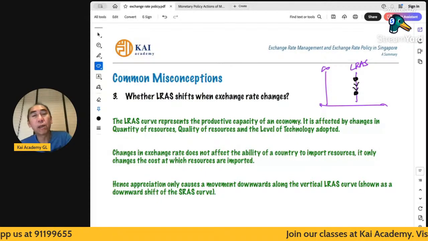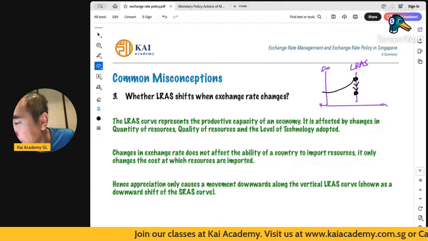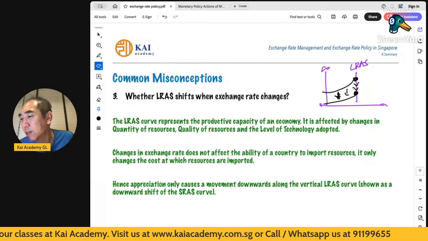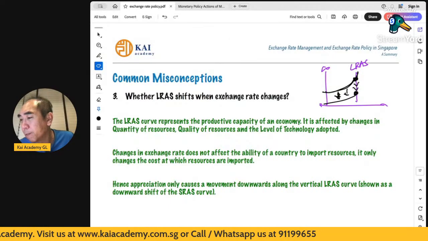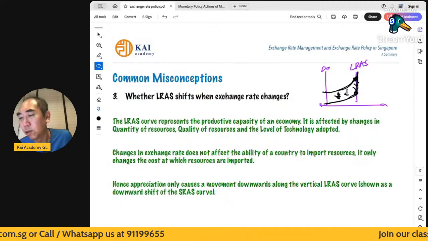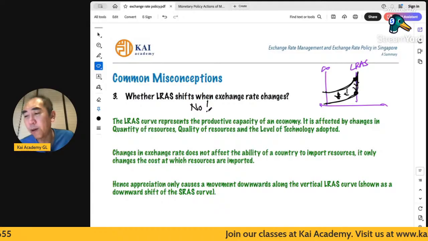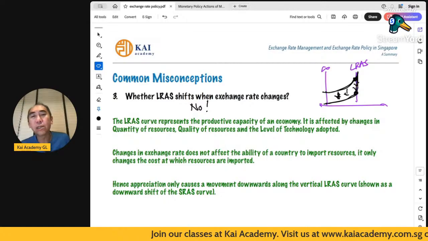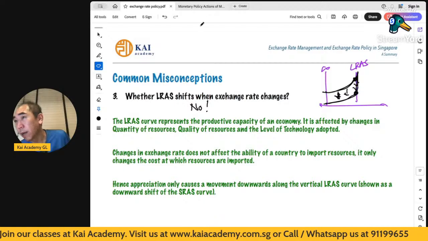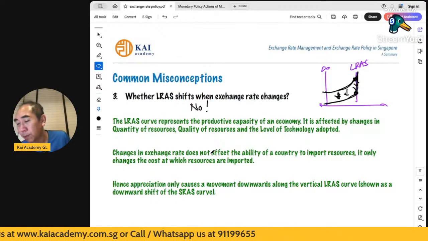So it causes the up or downward movement along the LRAS curve, which essentially is saying that there's a shift in the SRAS curve. So this is the SRAS curve shifting down when you appreciate the currency. So note that exchange rate changes do not affect the LRAS curve. All right, then I'm going down to my last misconception already.